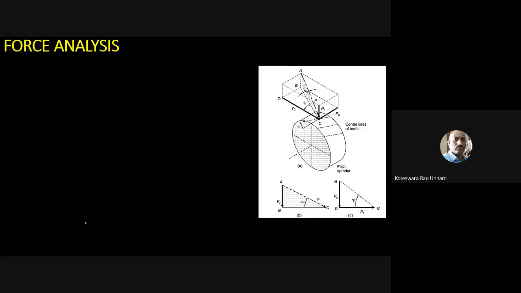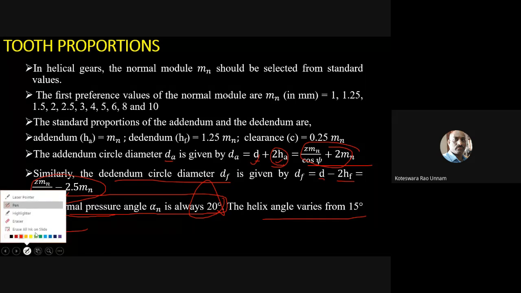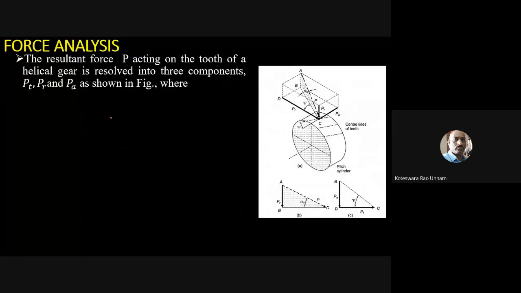So after that, we'll see a little bit about force analysis also. In the case of a spur gear, we have seen that there are two components of the force, that is the radial component as well as the tangential component, PT and PR. And we have seen the relation between PT, PR and P also. Pn is the resultant force which is acting along the pitch line.